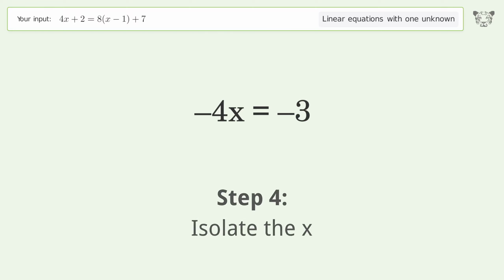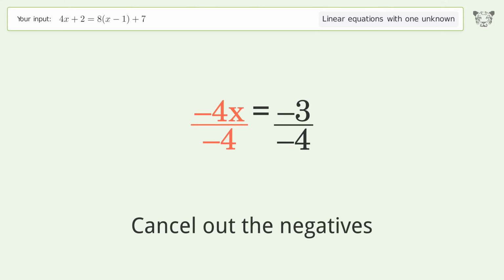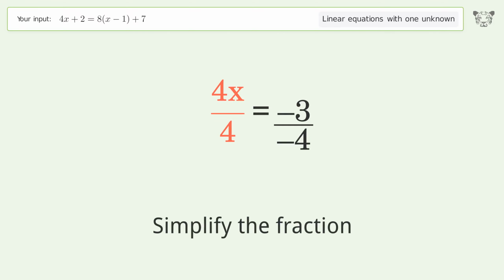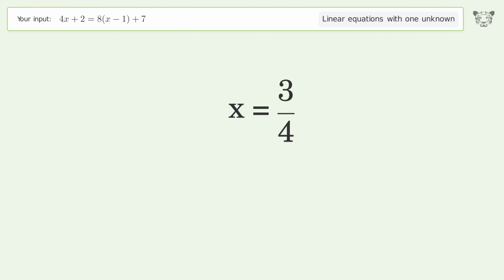Isolate the x. Divide both sides by -4. Cancel out the negatives. Simplify the fraction. Cancel out the negatives. And so the final result is x equals 3/4.